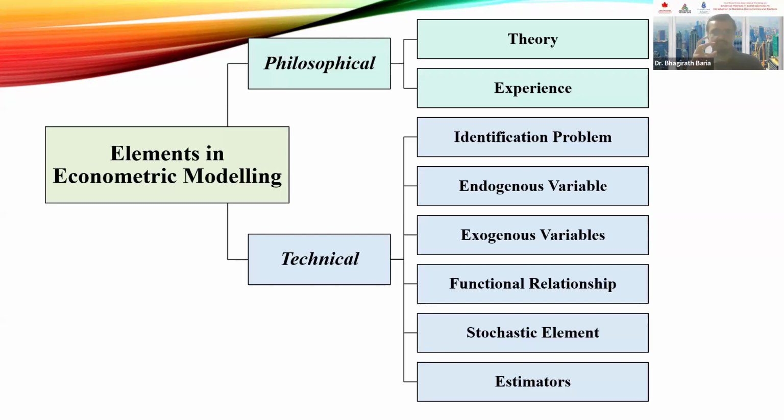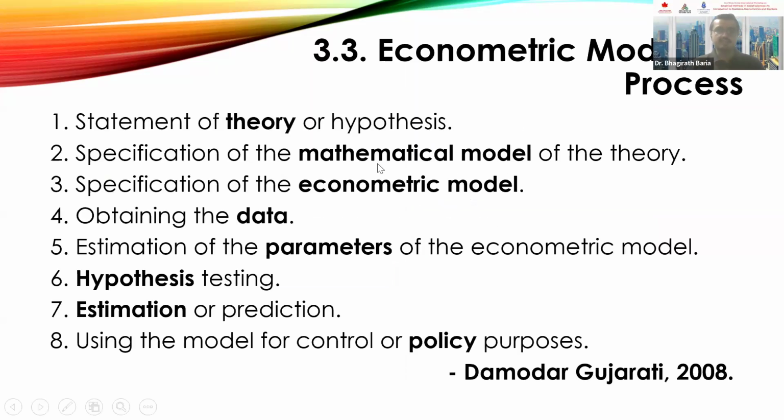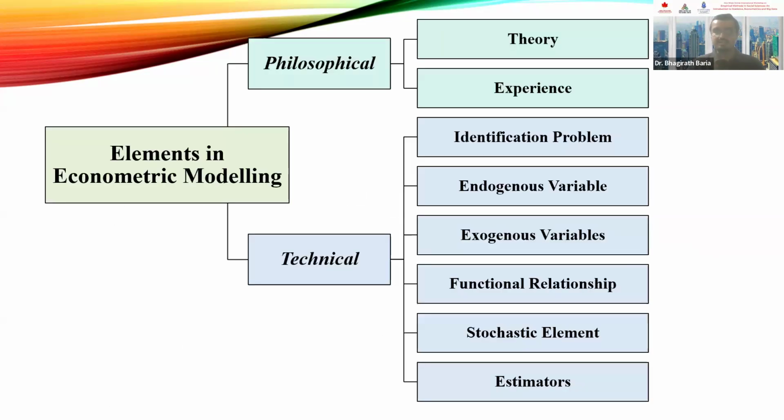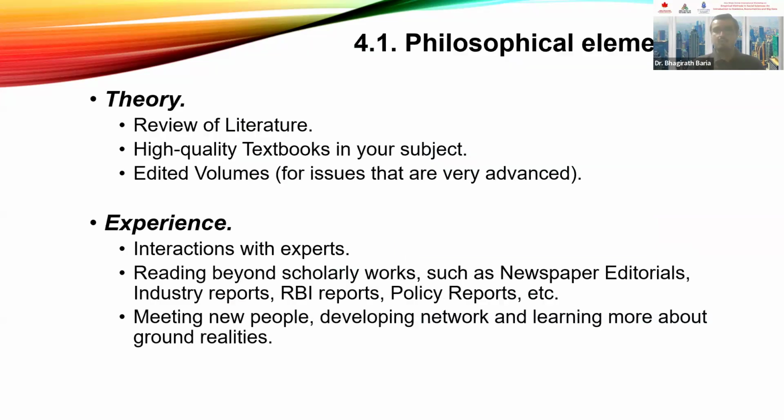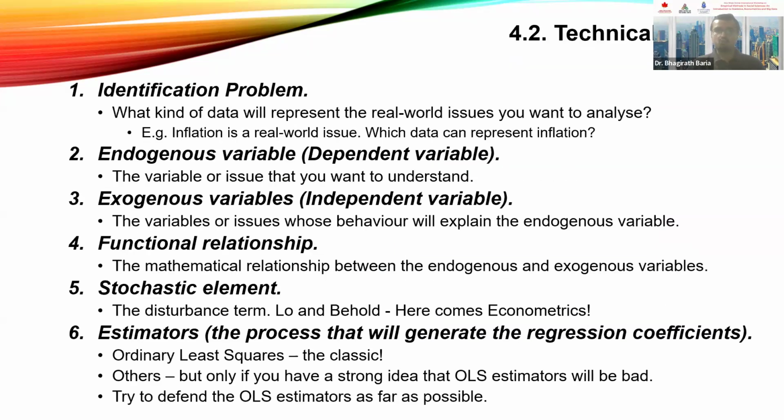So once this is clear, what are these steps? Here they are: steps 1, 2 and 3. Those are the philosophical elements. Once they are clear, you go on to the technical ones, 4, 5, 6, 7, 8, etc. They include these 6 major components. Here I have explained those 6 components. We start with the identification problem, that is, you need to identify that y variable.